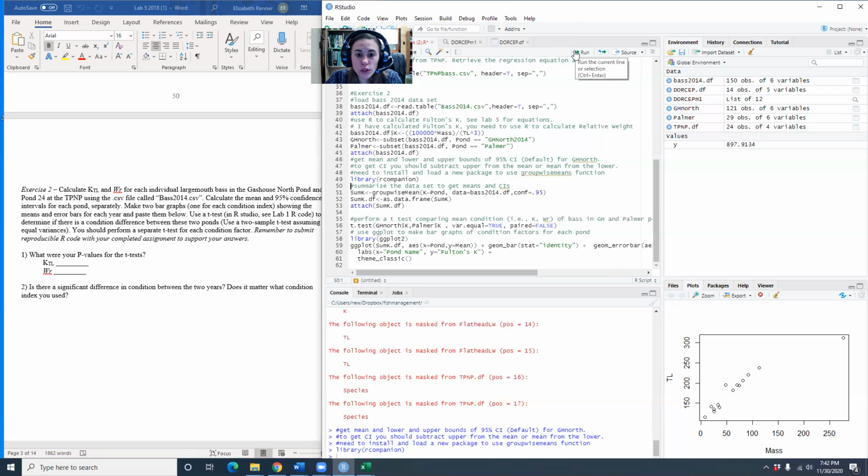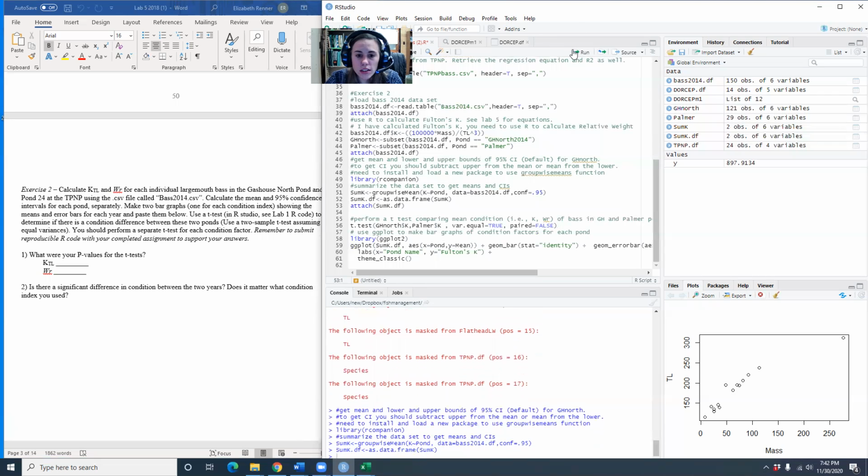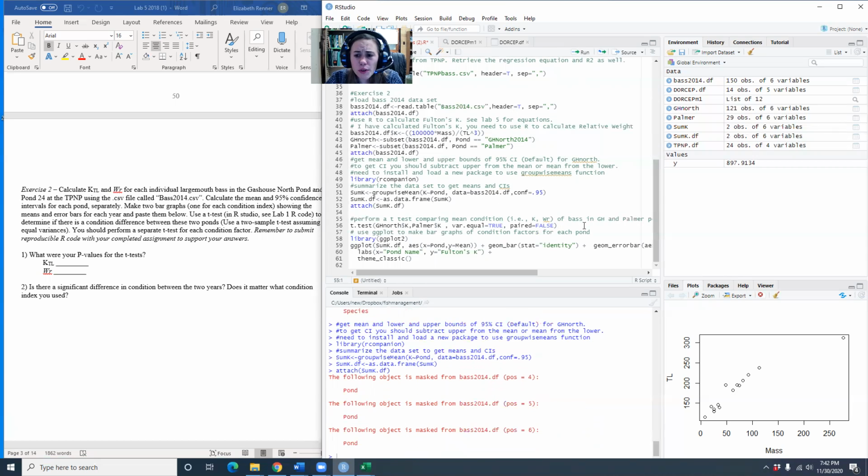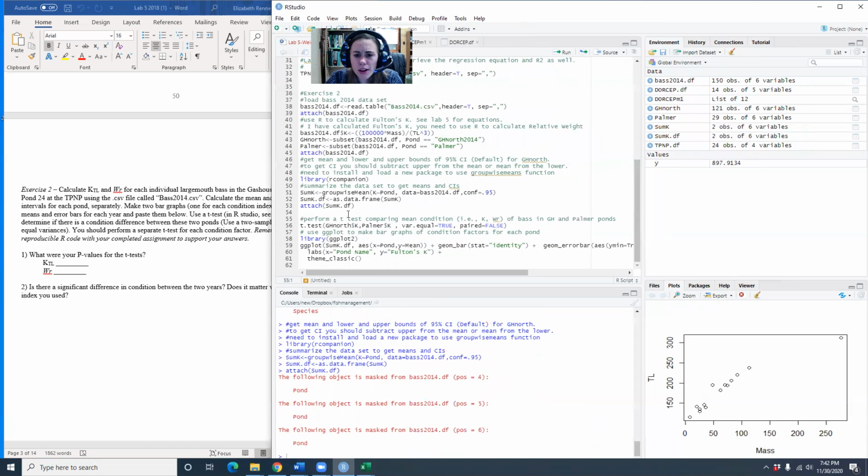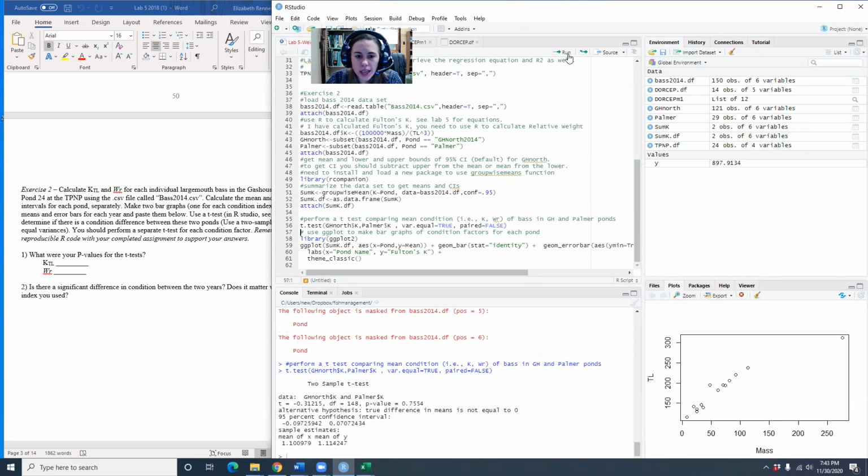And so now we're going to do sum of K. We're doing a group-wise mean of your K, your condition factor by pond. And the data is these BASS 2014. And then we've got a 95% confidence interval. So now we're going to attach those again. And we're going to perform a t-test comparing mean condition. So your K or your relative weight of bass in Gashouse and Palmer ponds. So here's a t-test. Boom, we're using K this time.